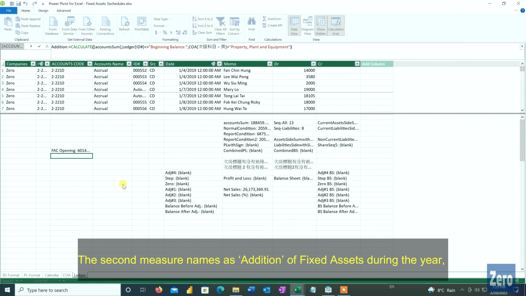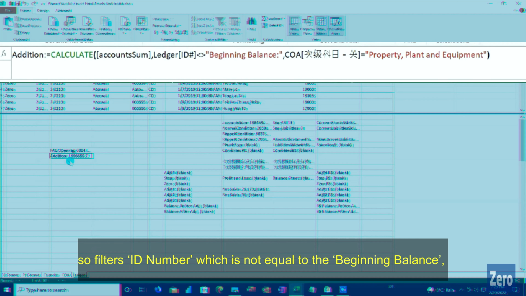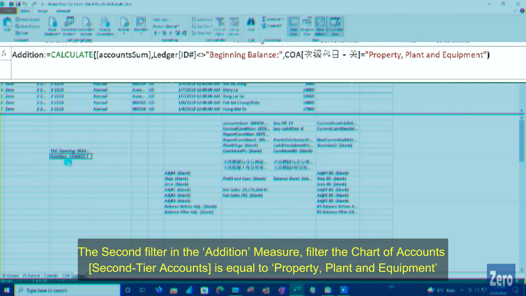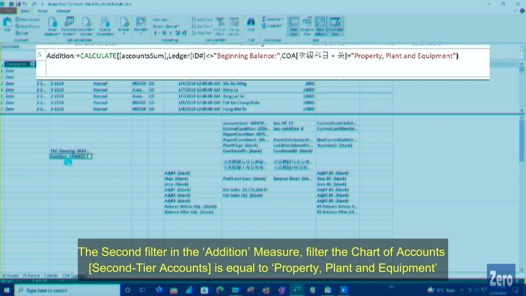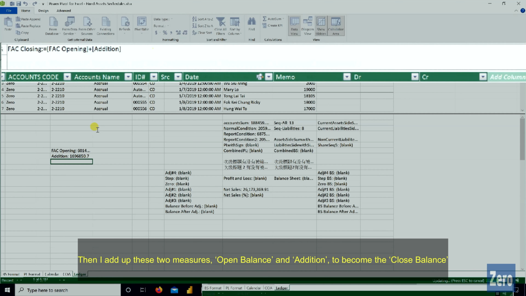The second measure is named addition of fixed assets during the year. So I filter the ID number which is not equal to the beginning balance. Why does this time use not equal to? Because I want to take all the balance except the beginning balance. The second filter in the addition measure filters the chart of accounts, second tier accounts, equal to property, plant and equipment. Then I add up these two measures, open balance and addition, to become the close balance.